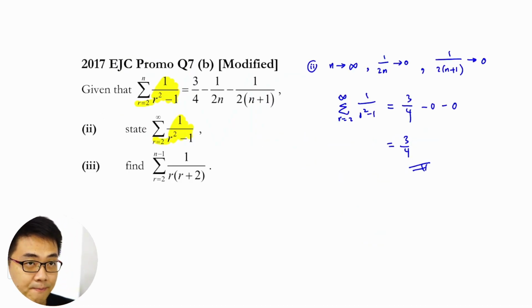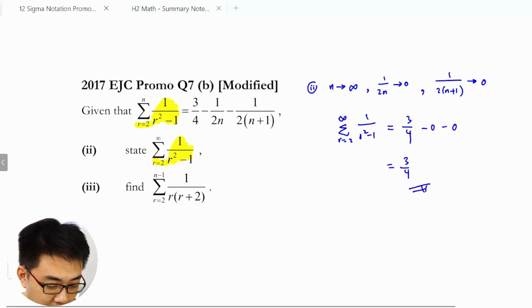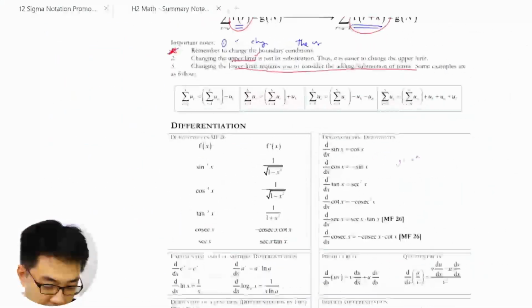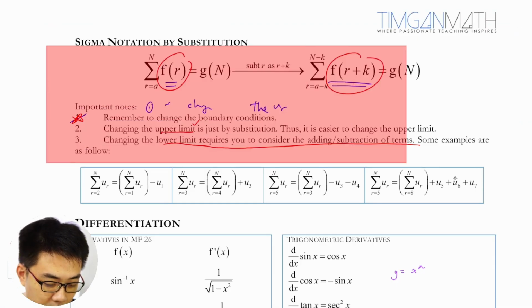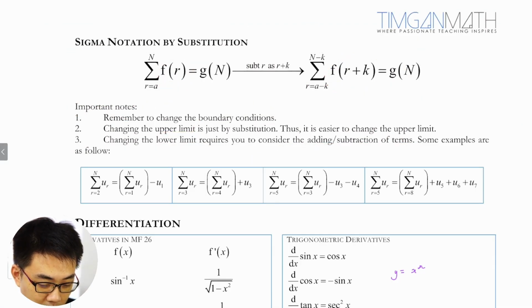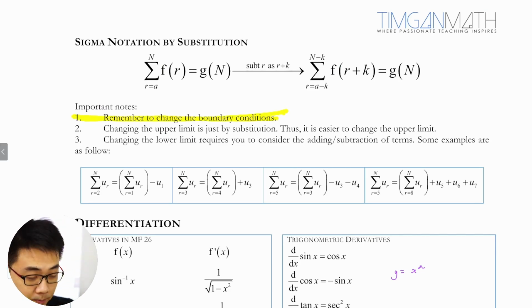The substitution part. Now, for the substitution part, I'll just go through some of the main things which you need to take note of. A lot of times, students forget to change the boundary. This is the first step where you may want to highlight. So remember to change the boundary conditions, the top and the bottom. Changing the upper limit is very easy. The bottom limit is the one where you need to consider adding or subtracting the term. So if you are confused which is easier to change, the top is the easiest to change. The bottom is not.